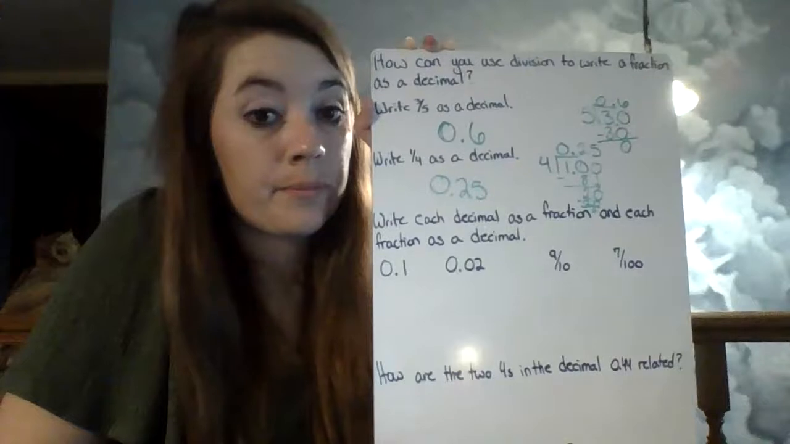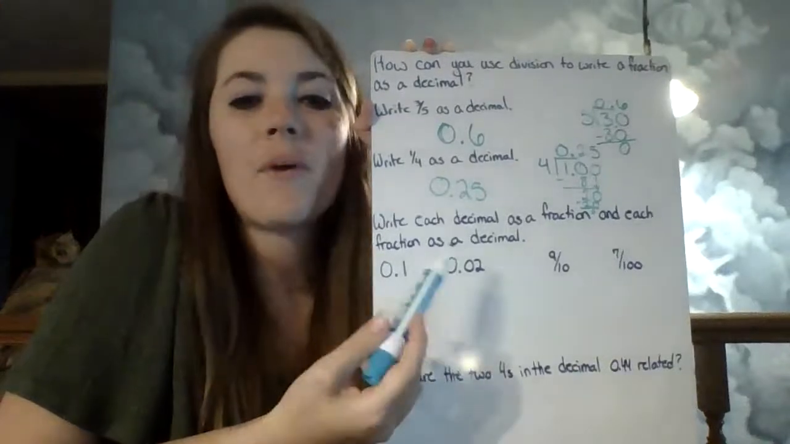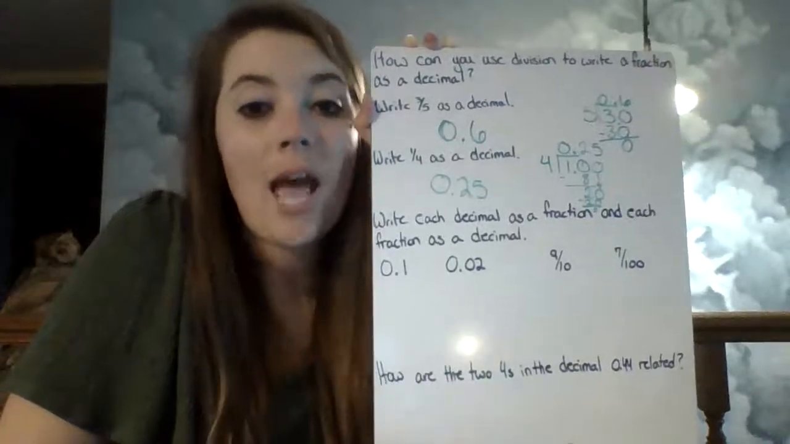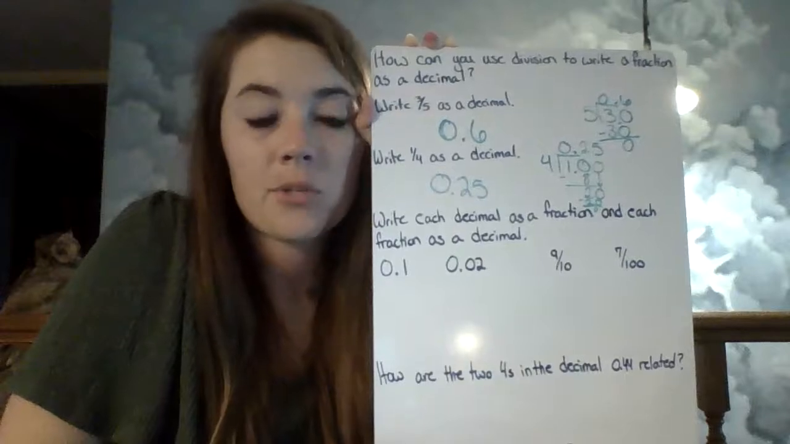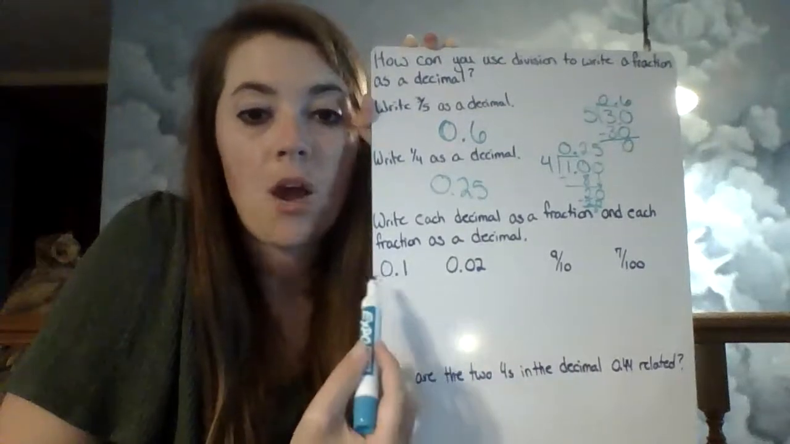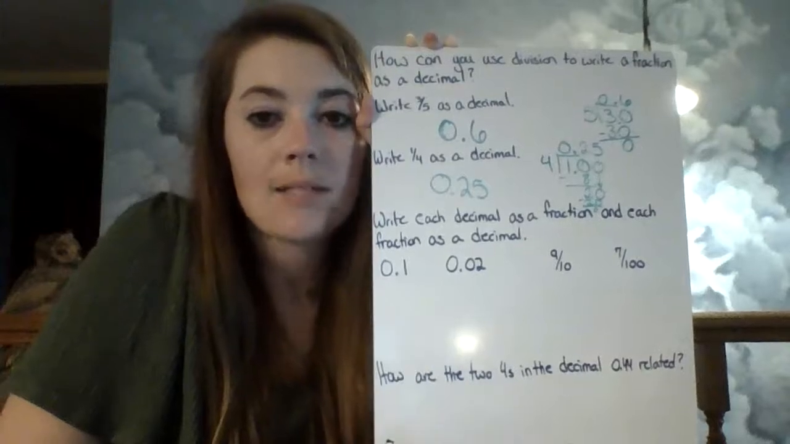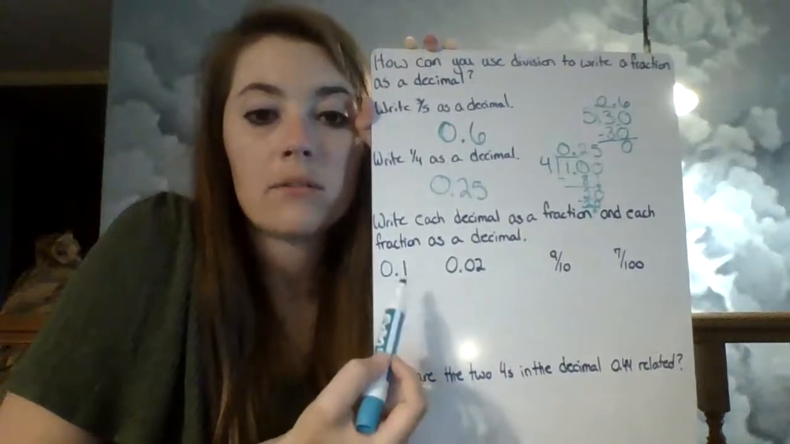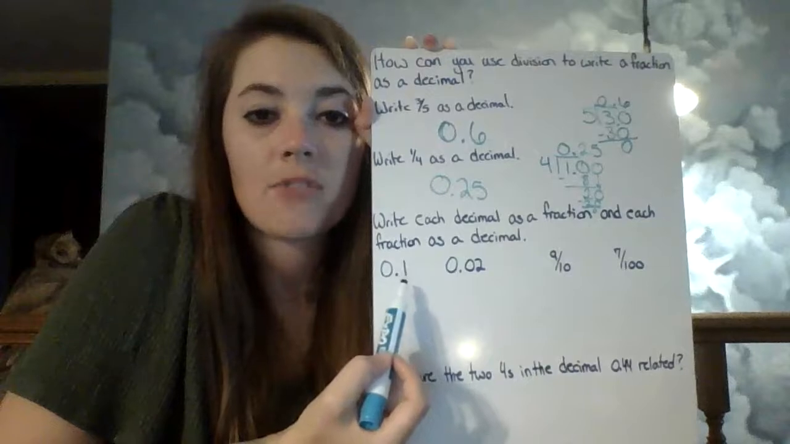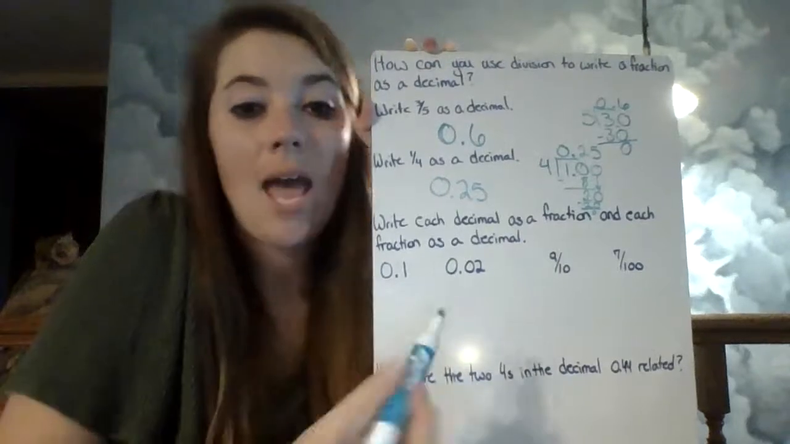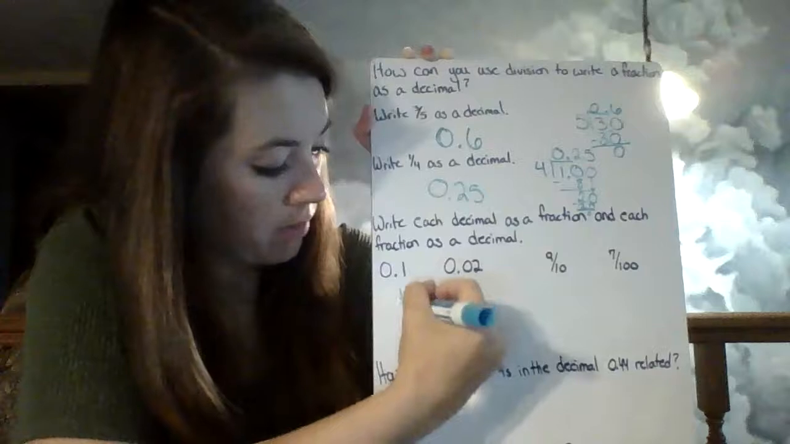Alrighty. Okay, so now we want to write each decimal as a fraction and each fraction as a decimal. So switching back and forth. So here we have 0.1. How would we write this as a fraction? Well, remember, if it's 1 place after the decimal, it's out of 10. So this is just 1/10.